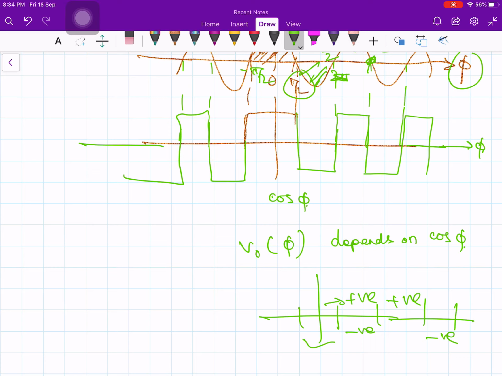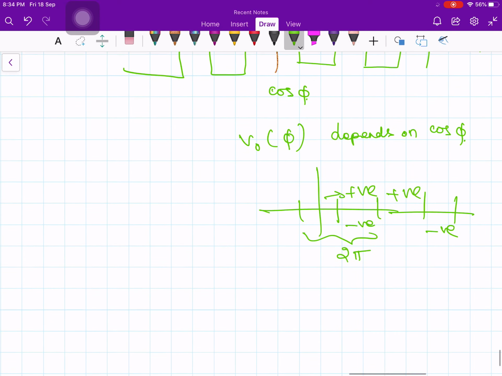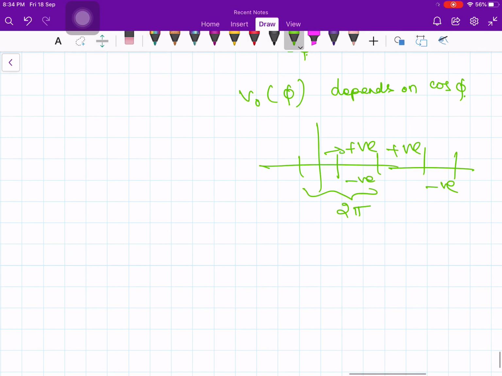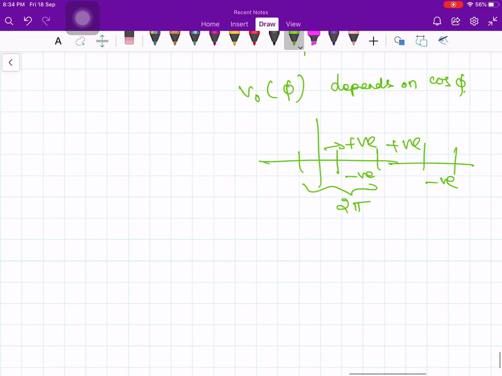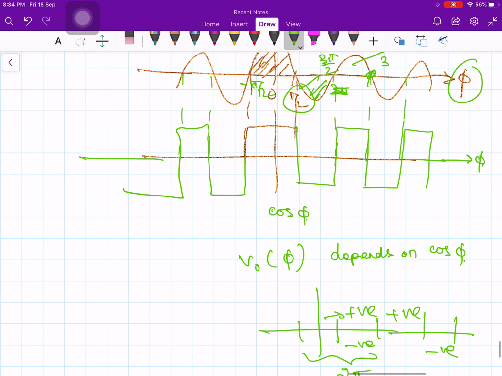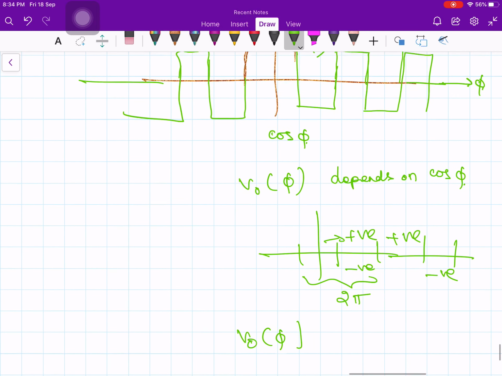So this total duration is 2 pi. Okay, therefore half of the cycle cos phi is greater than 0 and for the other half of the cycle cos phi is less than 0. Therefore phi goes from 0 to 2 pi. So in as much as cos phi is a periodic function of phi, V naught of phi is also a periodic function. See, this is my V naught of phi. V naught of phi is also a periodic function, the output of my hard limiter. Okay, so this is my V naught of t. So V naught of t, it's a square wave, periodic square wave.